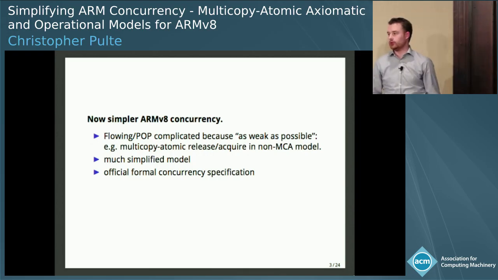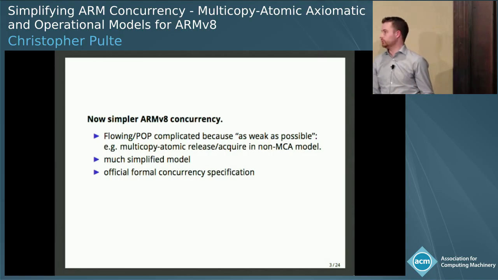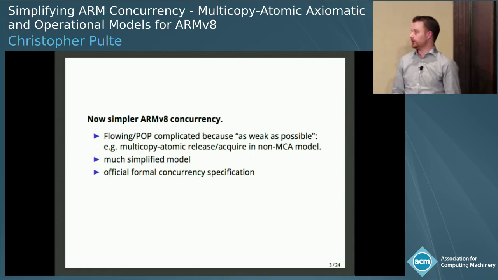And in particular, the product of those years of work were our previous Flowing and POP models from POPL'18 and 17 that ended up being quite complicated because ARM had the intention to make the architecture as weak as possible. And so as a result of the complexity of this model, and at the point of now better knowing what future hardware would look like, they decided they wanted a simpler concurrency model. And this is what this talk is about.